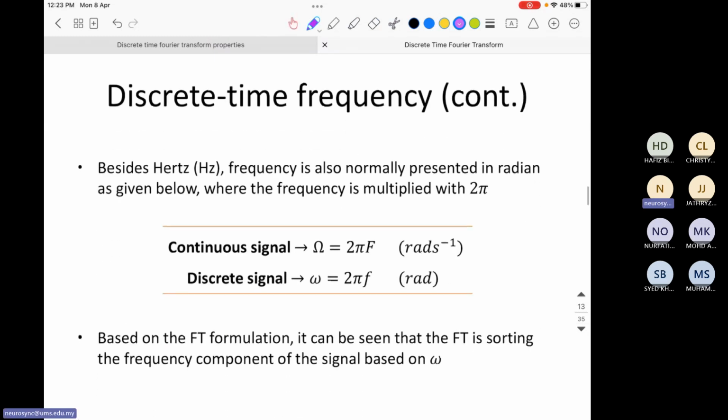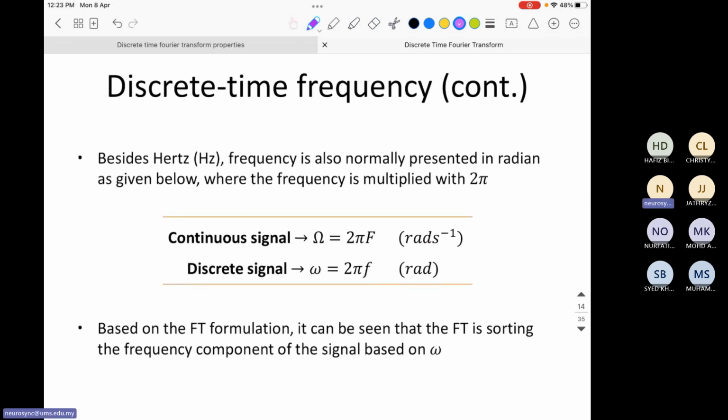Okay, these are very important. Now, beside hertz, frequency is also normally presented in radians. In a continuous signal, it is in radians per second, which is 2 pi into the capital F, which we represent with capital omega. This is the frequency omega in the continuous time domain.